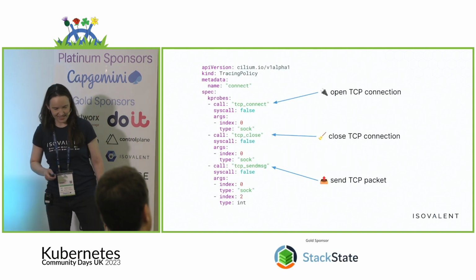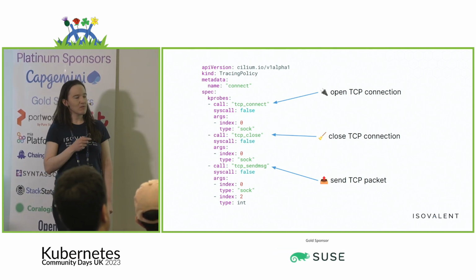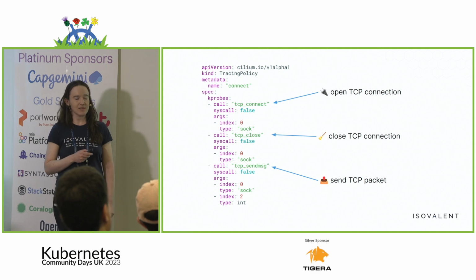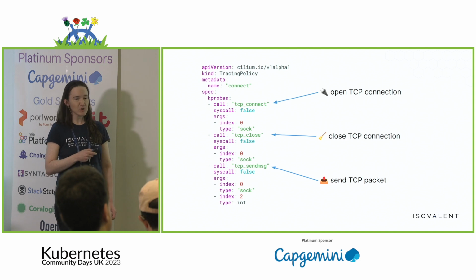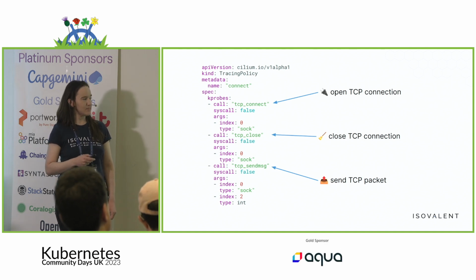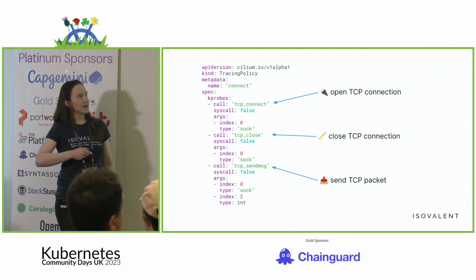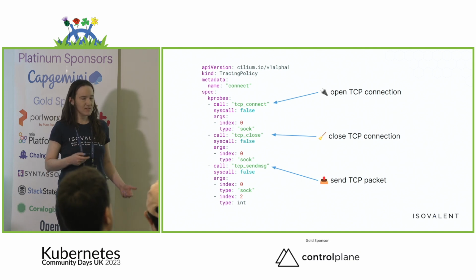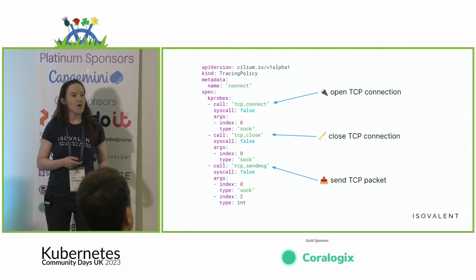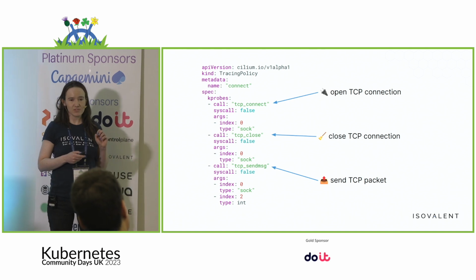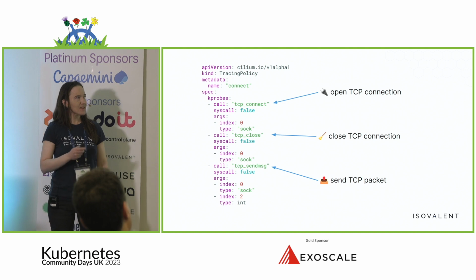Here is an example tracing policy, which defines what hook points we want Tetragon programs to attach to. Here we have 3 hook points, 3 kprobes: TCP connect, TCP close, and TCP send message. So we want to monitor when a TCP connection is opened, closed, and when we are transferring data. In the tracing policy, we can also define what arguments we want to track, so what data we want to get exactly from these calls.